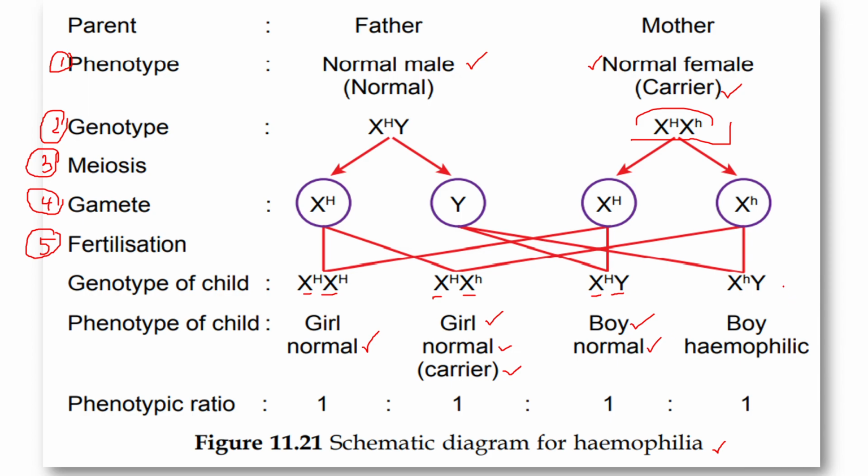Let's look at the last probability, Y from the father fertilizing with the recessive allele from the mother. So there's presence of small letter h, which indicates the presence of recessive allele. Therefore, since this is Y, he is a boy who is hemophilic. So let's complete the schematic diagram. This is the genotype, the phenotype of the child, and last but not least, we are to show the phenotypic ratio of the outcome.